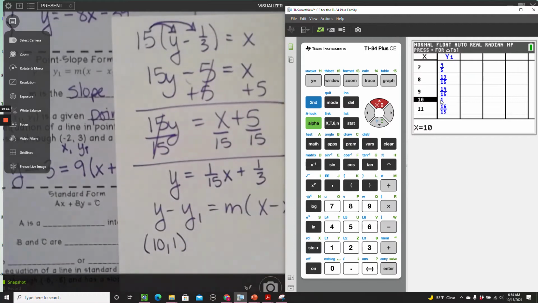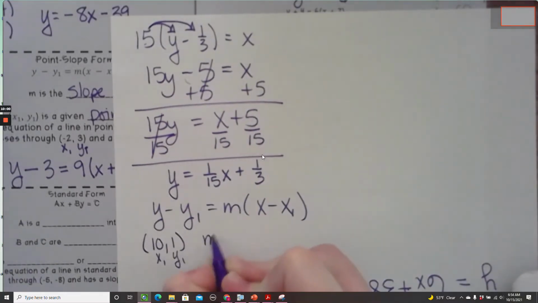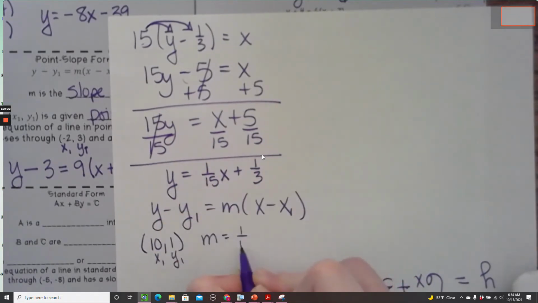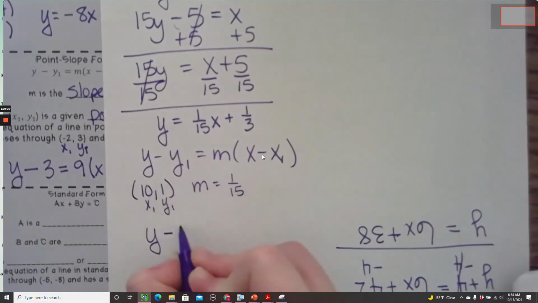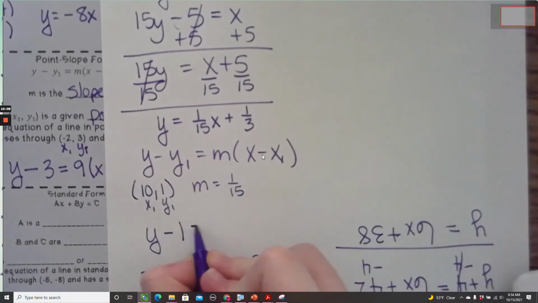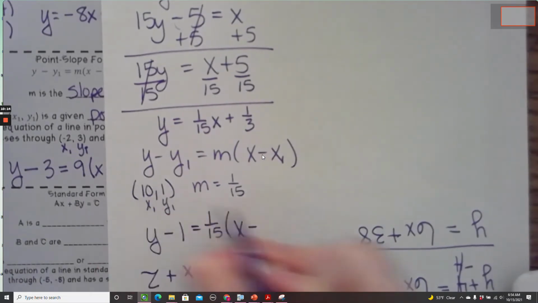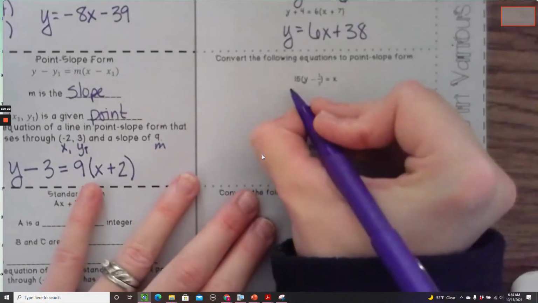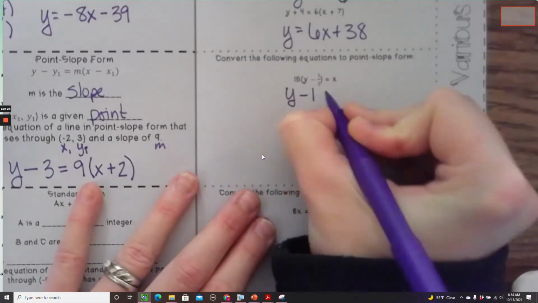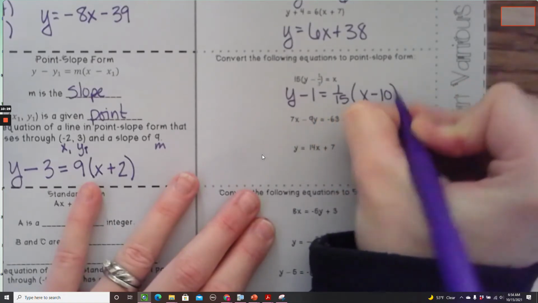And then I know this is my x1, this is my y1, and I know my slope is 1/15. So still have the y minus y1, which is a 1, equals m, which is my slope, times x minus x1, which is 10. So point slope form's a little bit more difficult to do, but it's also easier in some respects. So we've got y minus 1 equals 1/15, x minus 10.